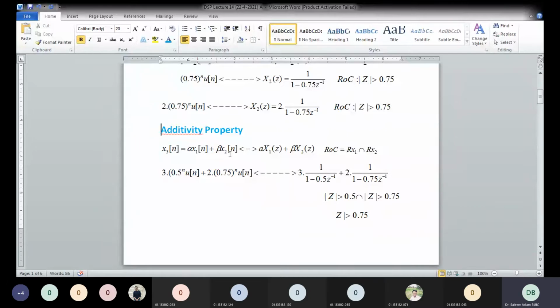because we have seen that the Z transform expression is simply the addition of independent systems and their ROC would be a common region. And how to find out the common region? You just need to take the intersection of the common region, right?